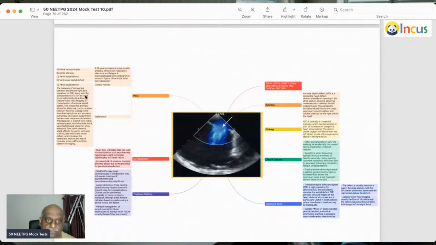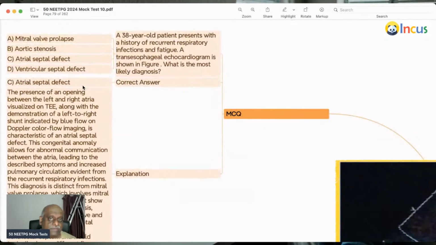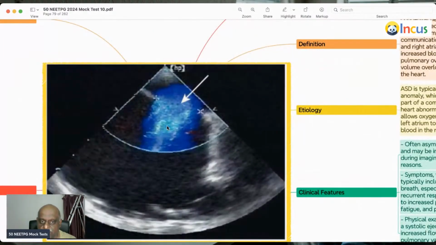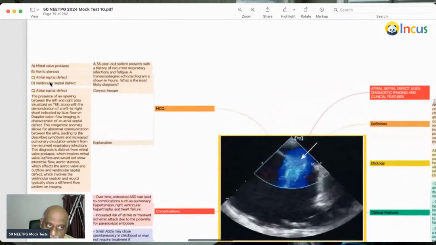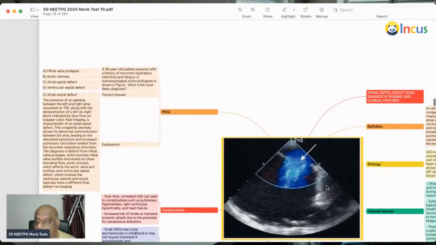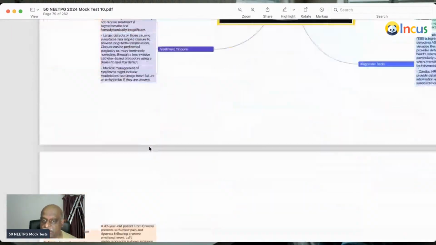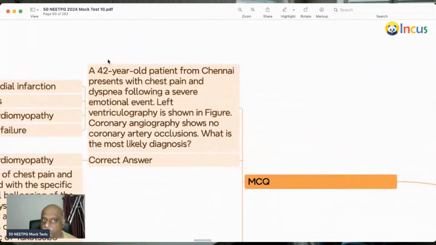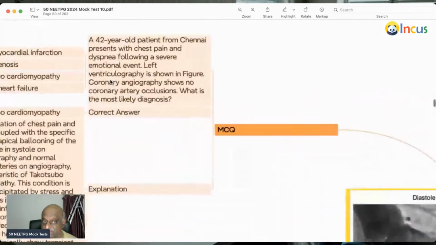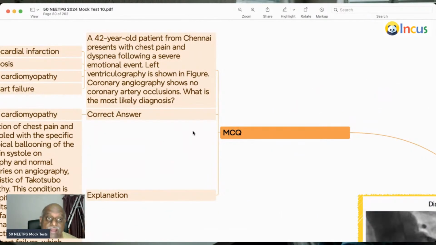Right, doctor? Now, a 36-year-old patient with a history of recurrent respiratory infection and fatigue. A transesophageal echocardiogram is being shown to you, right? So the presence of an opening between the left and right atria is visualized in the transesophageal echo here, which is very classical of atrial septal defect, which is what you need to remember. A 42-year-old from Chennai presents with chest pain and dyspnea following a severe emotional event.